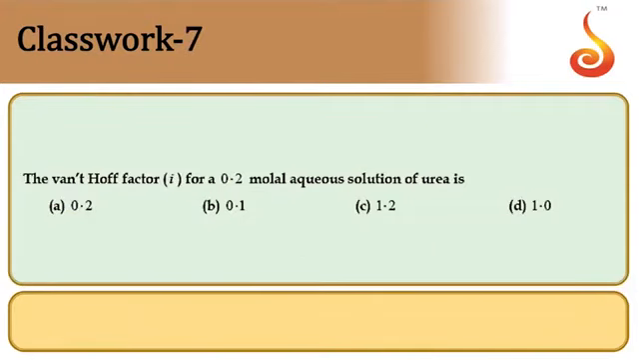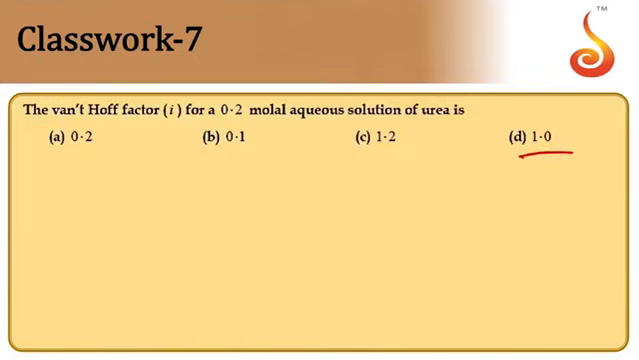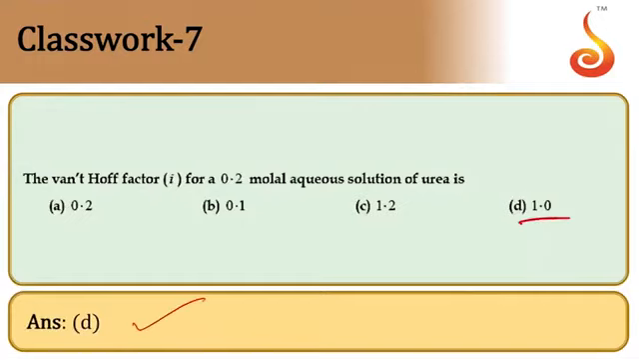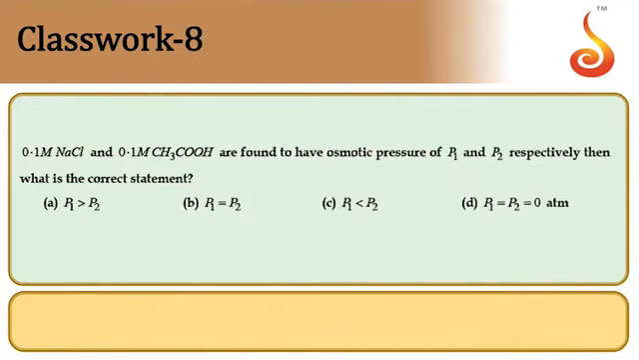Then the Van 't Hoff factor i for a 0.2 molar solution of urea. Urea will not dissociate or associate. Therefore, the Van 't Hoff factor will be equal to 1. So that is option D. No association, no dissociation. Therefore, the Van 't Hoff factor will be equal to 1.